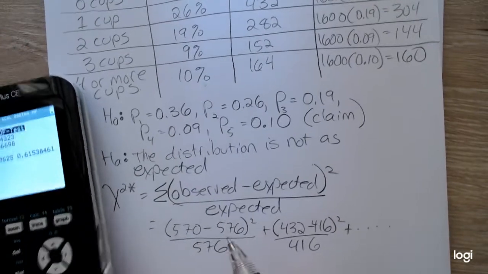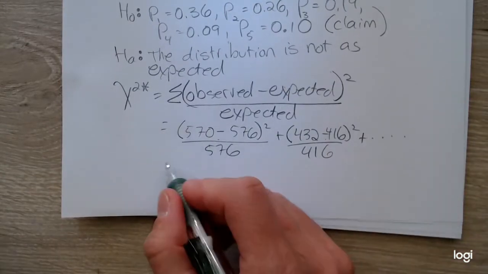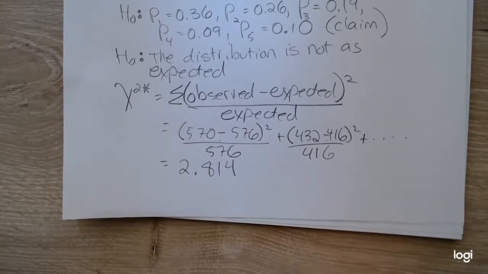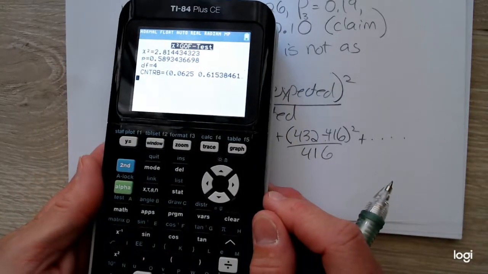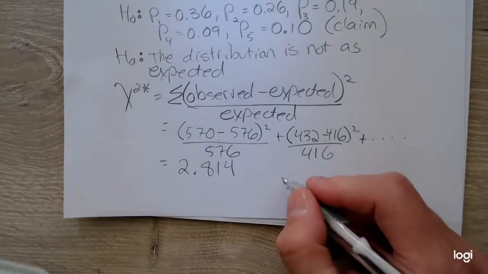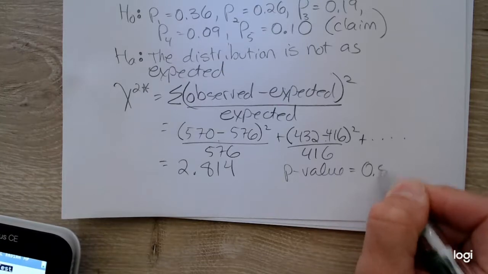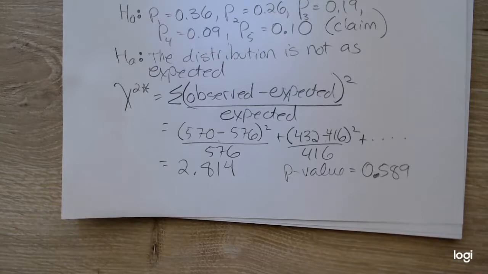So if you had done this by hand and summed up all of those individual terms, you would get about 2.814, depending on where you round. And the corresponding p-value is 0.589. Now I know what my decision will be based on that p-value. Okay, that's going to be greater than or equal to every common level of significance, so the decision will be to fail to reject the null.